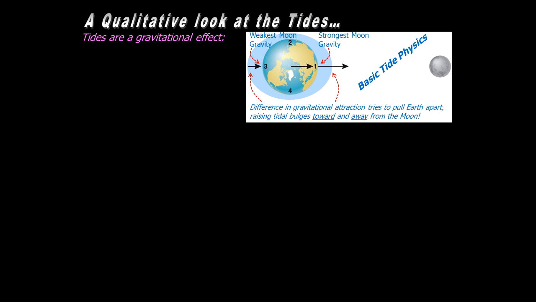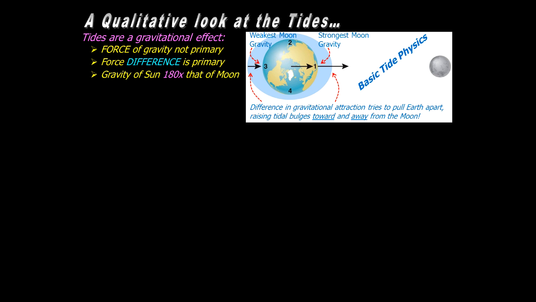So, primarily, tides are a gravitational effect, but the force itself is not what's primary. Rather, it's the differential force. It pulls harder on one side than the other. And we know that the Sun's gravity is 180 times greater in magnitude than the Moon's. But nevertheless, the differential tug of the Moon is greater than that of the Sun, about 2.5 times greater.